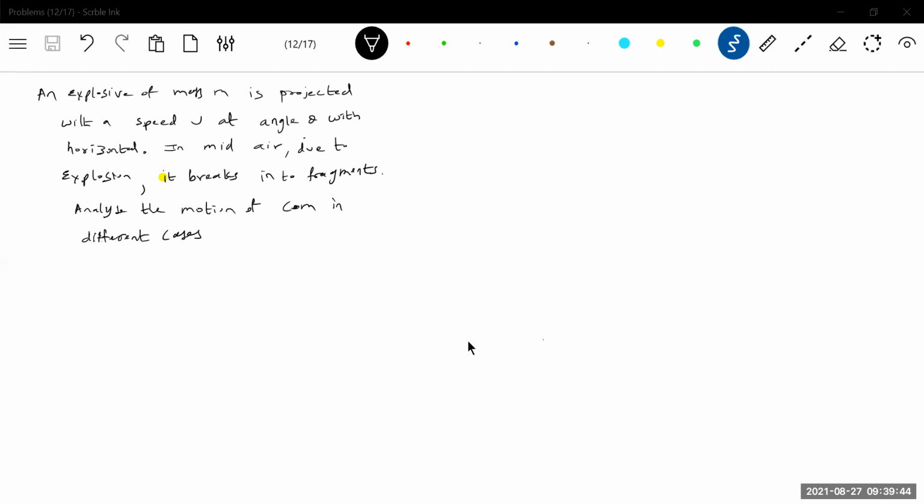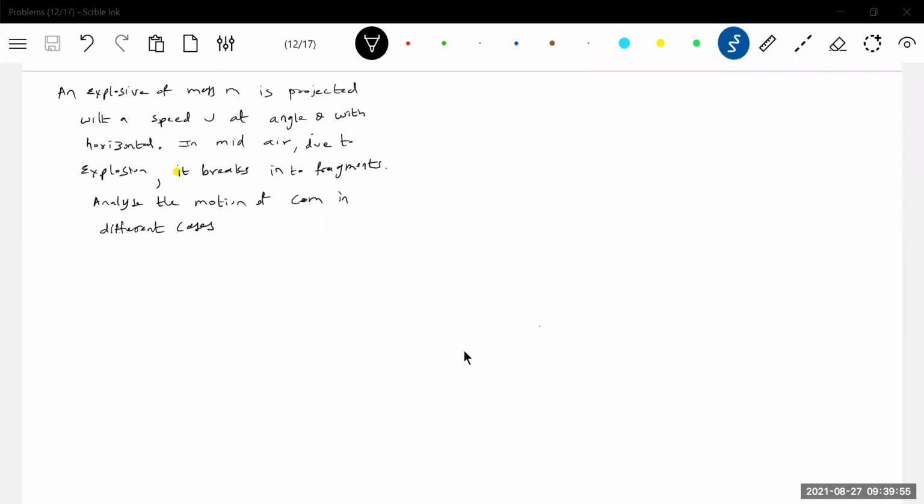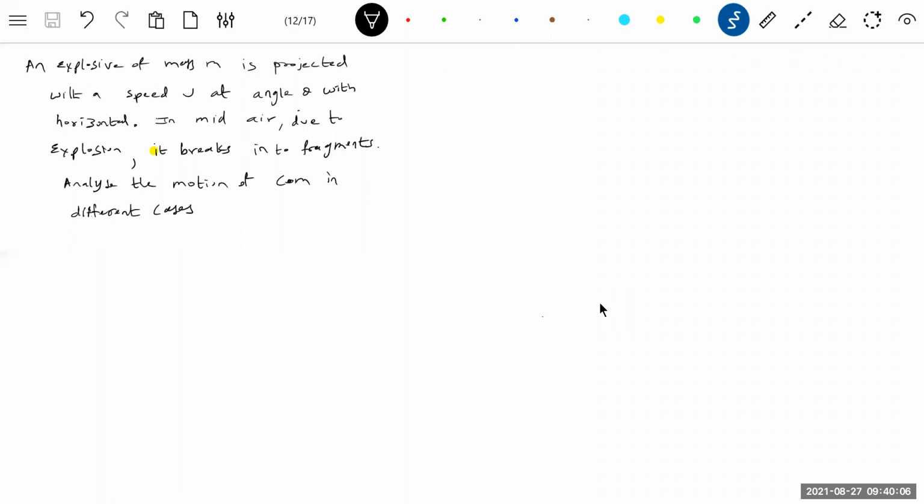Now, in the previous problem, we had the discussion about the explosive of mass m, it was at rest, no? And when the explosion occurs, the fragments start moving. Now what we are going to do is throw the explosive. I think during the Deepavali festival, some of the students throw some very powerful crackers in the air, no? And in mid-air, the explosion will occur. Similar to that is what we are discussing here in the numerical. It breaks into fragments. Analyze the motion of the center of mass in different cases.